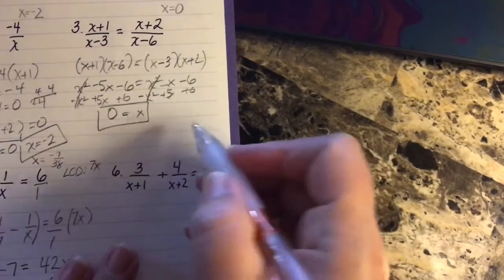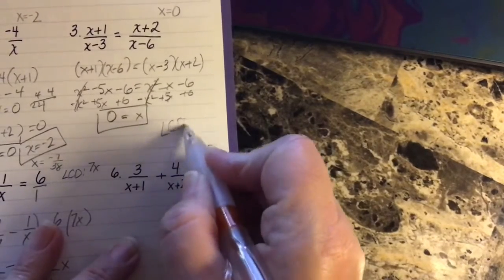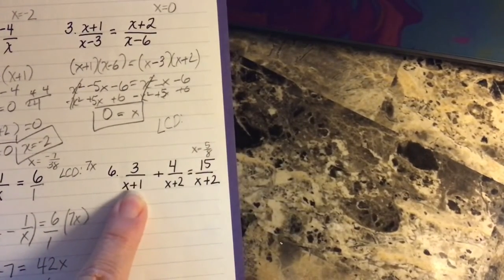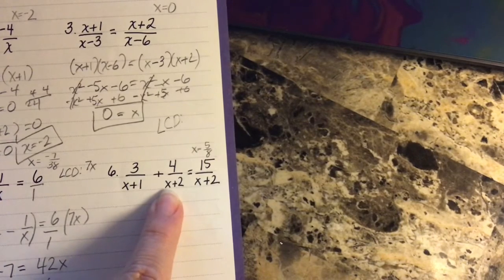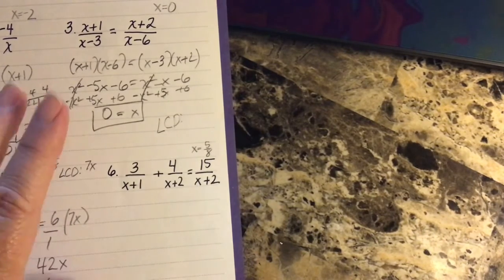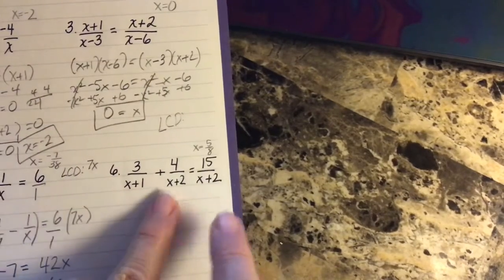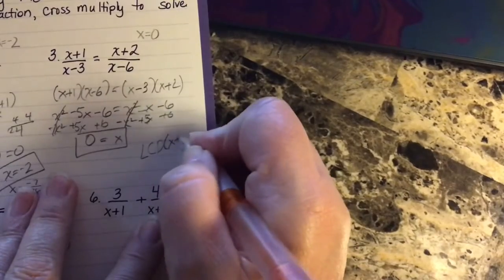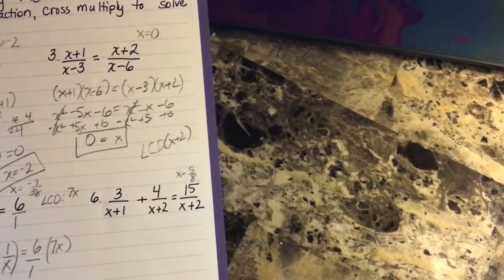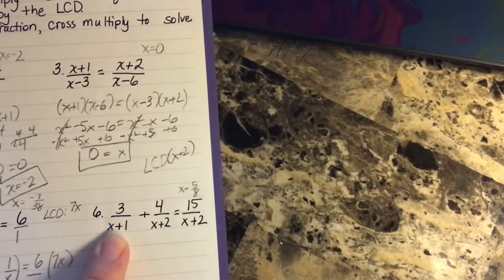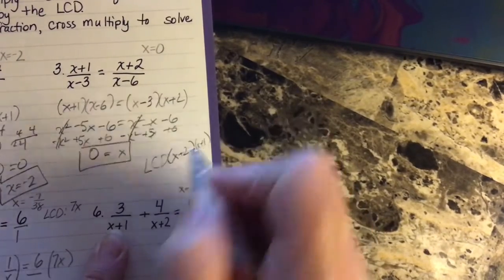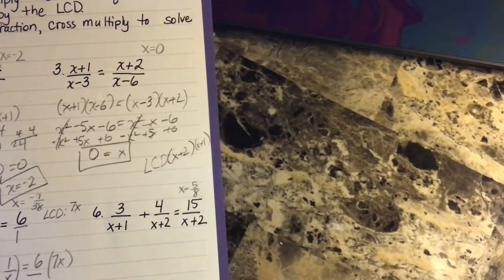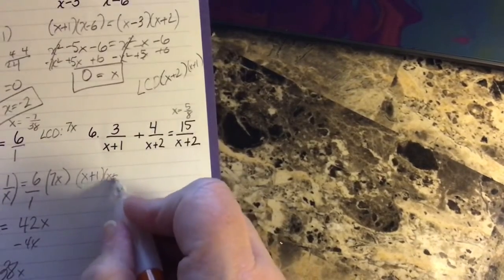As I look at that, I need to decide what my least common denominator is. I have a binomial x plus 1, I have a binomial x plus 2, and a binomial x plus 2. So right now, as far as binomials are concerned, I have these in common. So x plus 2 is part of my least common denominator, and then I need to include x plus 1. So that is my least common denominator. Now I'm going to multiply both sides by the least common denominator. x plus 1 times x plus 2. It does not matter the order that you put those in.